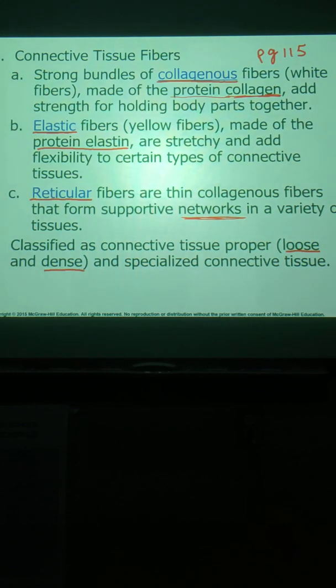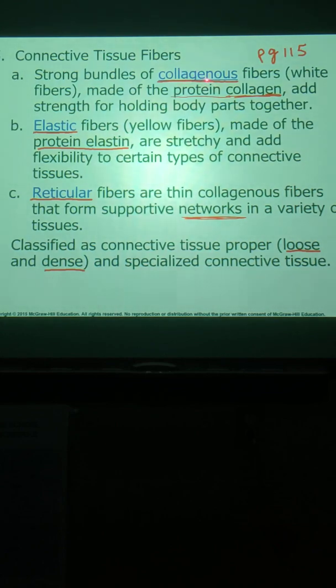If you'll remember, we described collagen as slightly flexible but resists stretching. The exact opposite will be elastic fibers, which are yellow fibers, made of the protein elastin. These are stretchy and add flexibility to certain types of connective tissue. Then the third type is reticular fibers. These are thin collagenous fibers that form supportive networks in a variety of tissues.